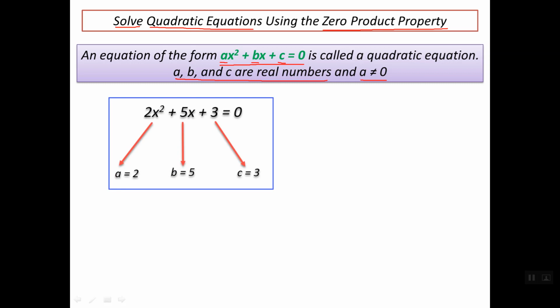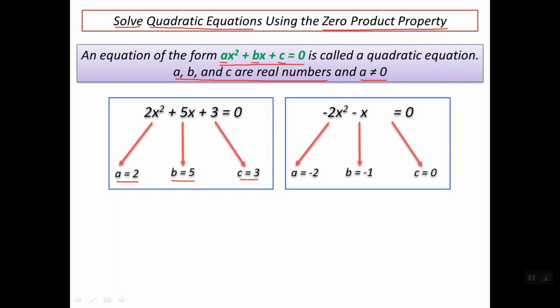Let's understand some of these quadratic equations. 2x squared plus 5x plus 3 equal to 0. Solving this quadratic equation means that we need to find the values of the variable x, so that if we substitute these values, the equation becomes balanced and completely correct. As you see here, the coefficient of x squared, the constant a, is equal to 2, the value of b, which is the coefficient of x, is equal to 5, and the third constant c is equal to 3.